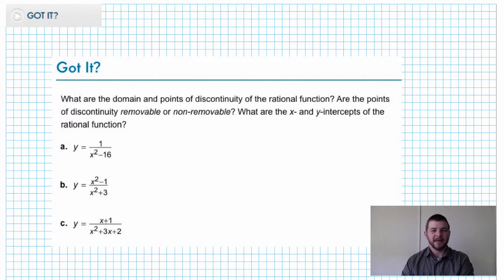And now is your chance to show that you have got it. What are the domain and points of discontinuity of the rational function? Are the points of discontinuity removable or non-removable? What are the x and y-intercepts of the rational function? First, part A. Second, part B. And third, part C.